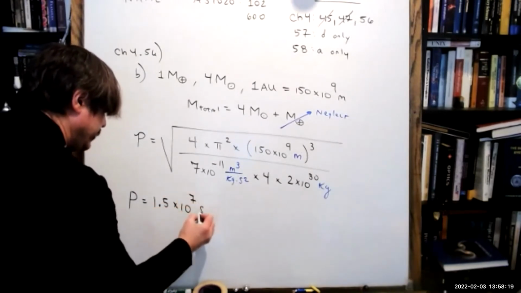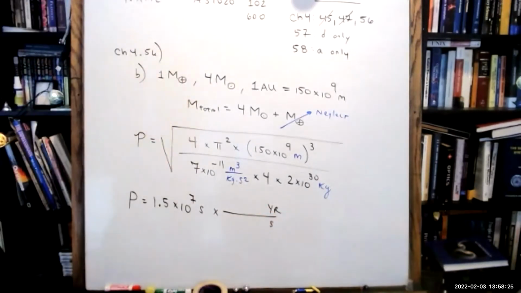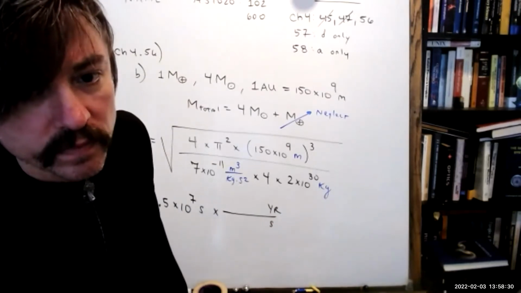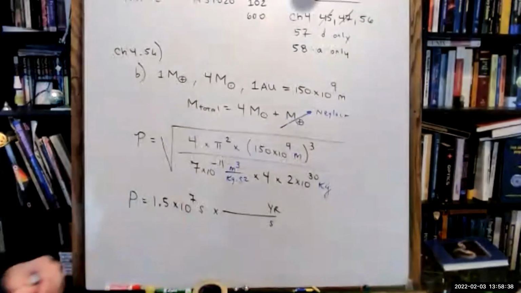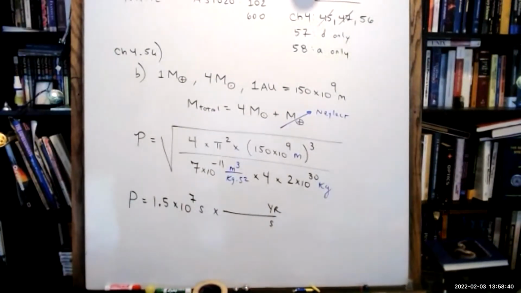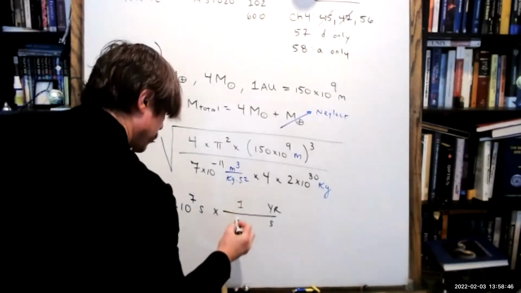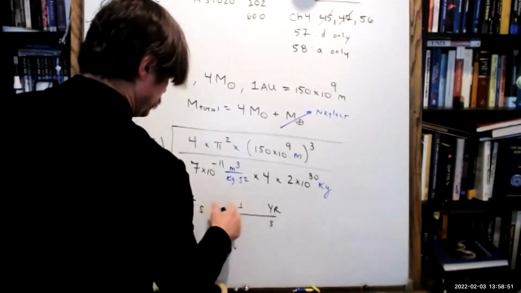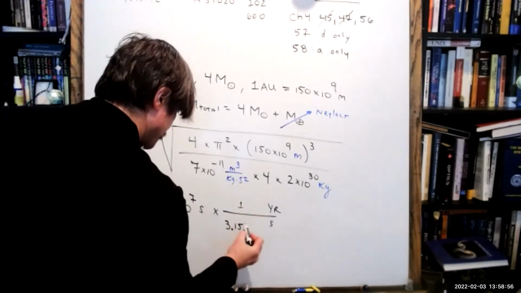And let's convert that to years together. What's my conversion? Sorry, I'm just writing down the equation. It's 1 year to 1.15 times 10 to the 7. Not 1.15. Or sorry, 3.15 times 10 to the 7 seconds.